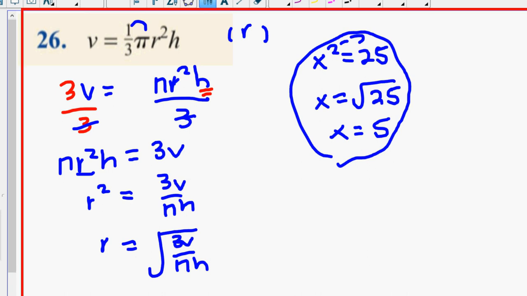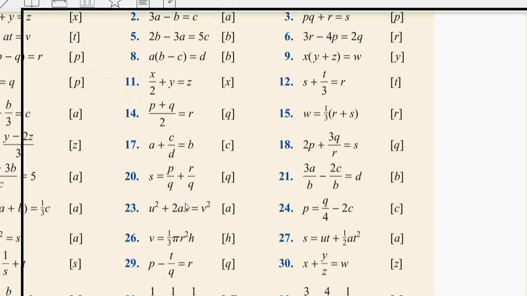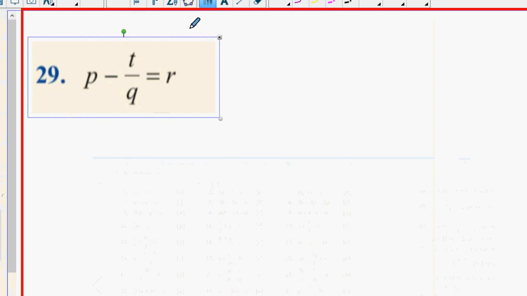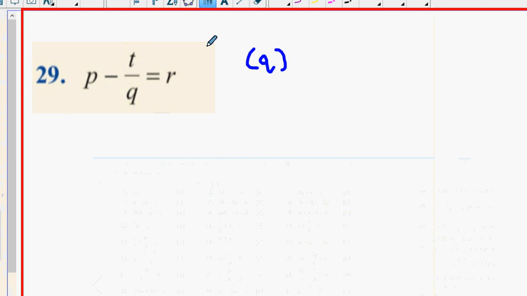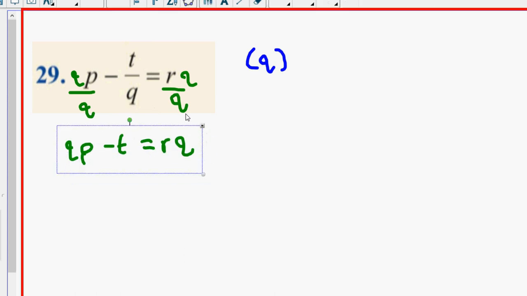Now, I want q. Now this is going to be an interesting one, guys. This one's going to test you. Ready? Everybody happy with QP minus T equals RQ? Now what's our problem here? There's two Q's.